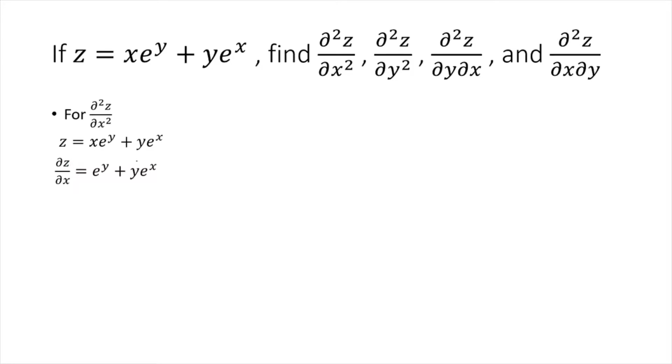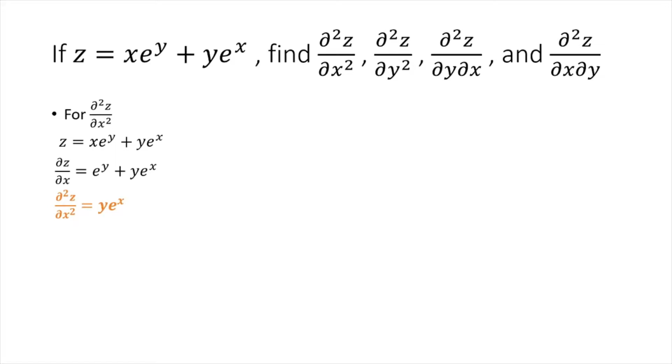So this is now the first partial derivative of z with respect to x. And then differentiate again with respect to x to get the second partial derivative of z with respect to x. Since y is constant, the first term will become 0, and then for the second term, again y is constant, so the derivative of e raised to x with respect to x is e raised to x. So we are left with y times e raised to x.